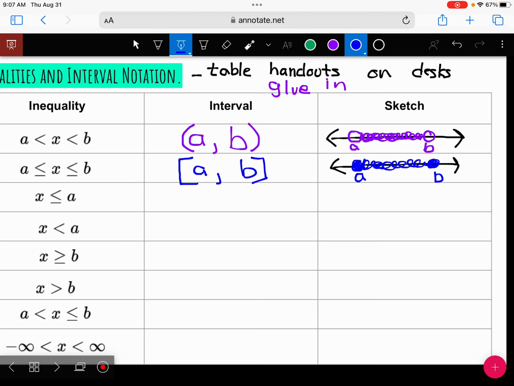So, then we're going to do our next one. X is less than or equal to A. Again, I'm going to start with my sketch on this one because it helps us see sometimes. Are we going to have an open circle or a closed circle at A? Closed circle. And if X is less than, are we shading to the left or to the right? To the left.